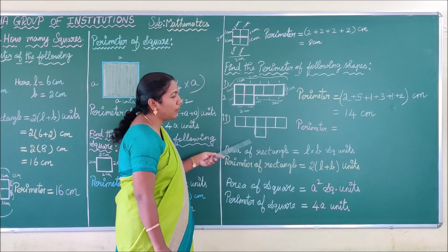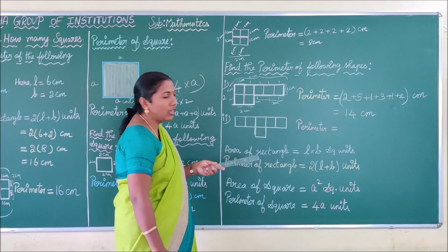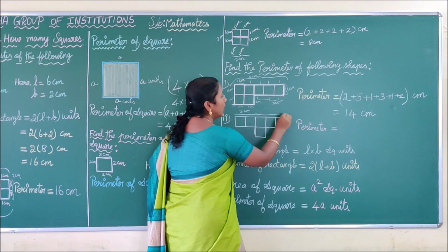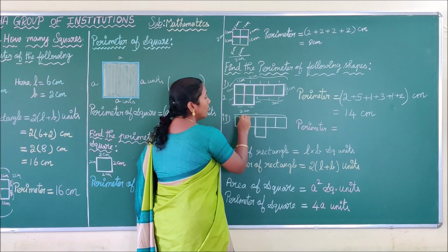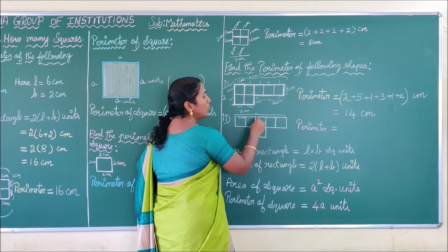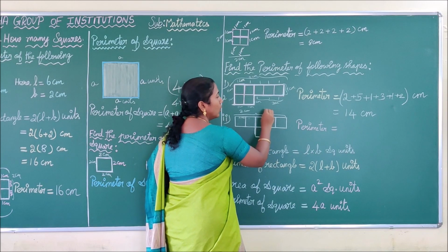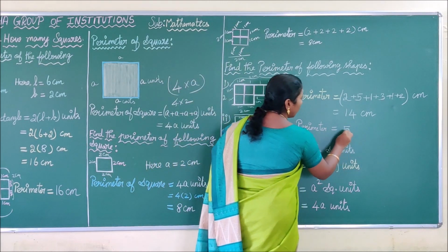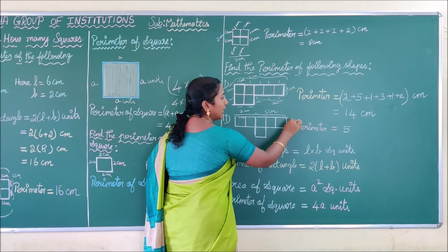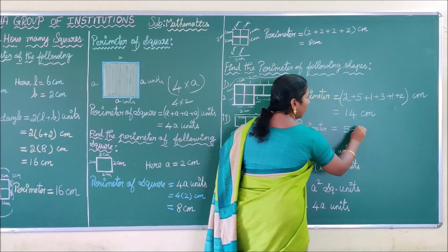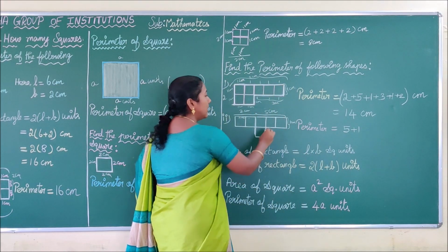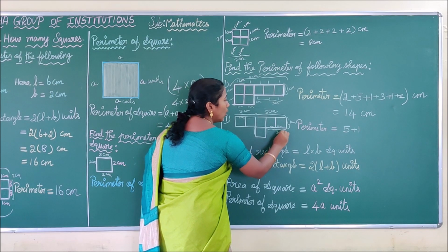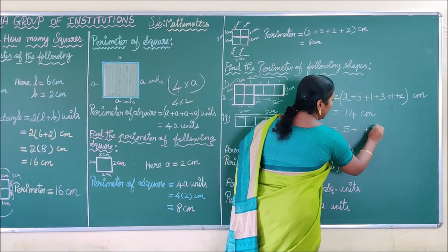See the next one. They have given one shape. It looks clearly like a T. Now we are going to calculate the perimeter of this shape. What is the length of this side? 1 centimeter, 1, 2, 3, 4, 5. So the length of this side is 5 centimeters. So here you have to write 5. What is the length of this side? 1 centimeter. So here you have to write 5 plus 1. What is the length of this side? 1 centimeter, 1 centimeter. So it is 2 centimeters. So here you have to write plus 2.